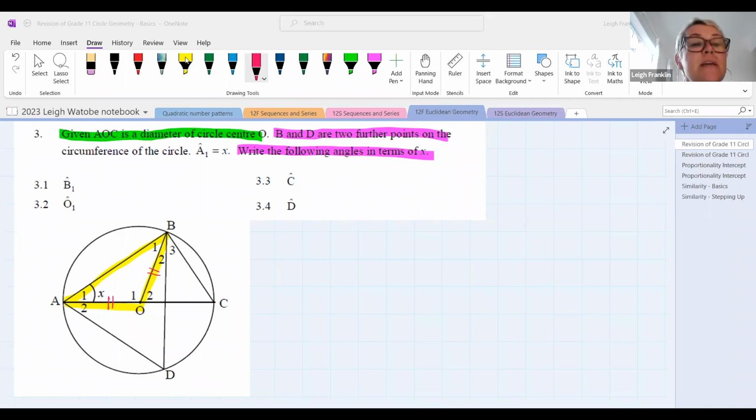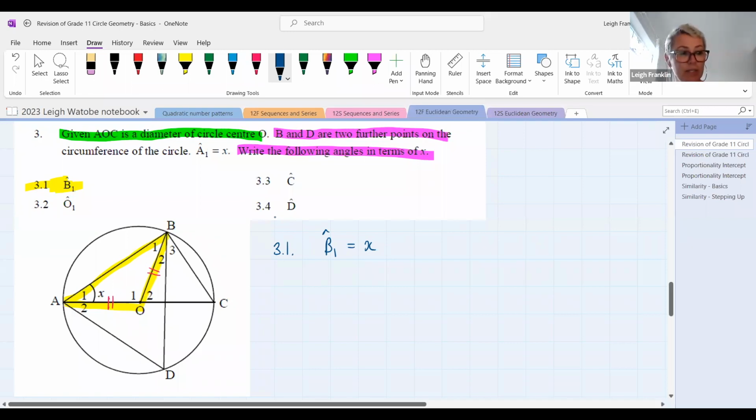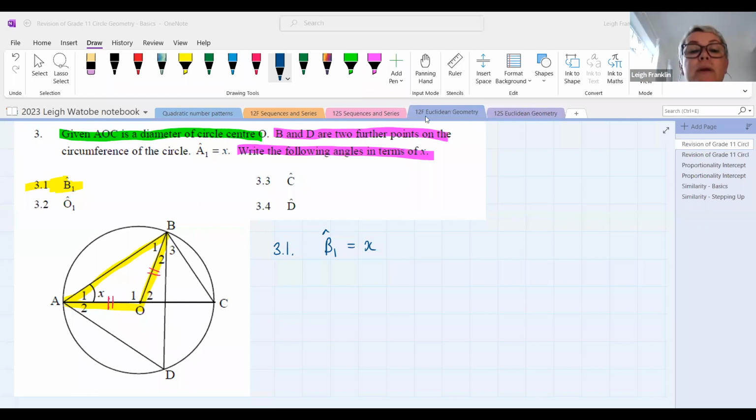Can you see here, that's our first question. They want us to write down how big B1 is in terms of X. So in 3.1, we're going to say angle B1 is X. Now remember, every statement we make in geometry has to be substantiated, or another way of saying that is we have to give a reason. What is the reason that B1 is equal to X? It's not radii. There's another reason that we've learned all the way back in grade 8 for the first time. Can anybody remember what it is?